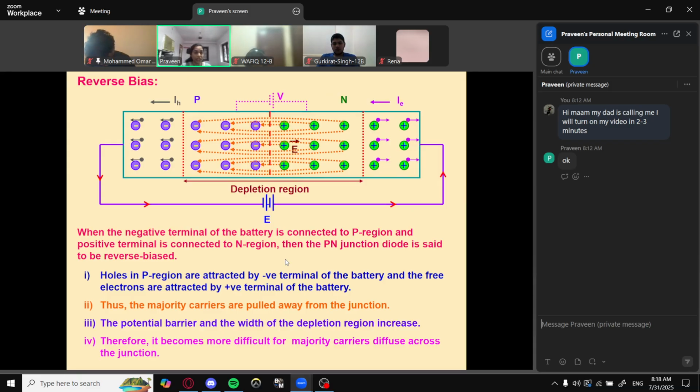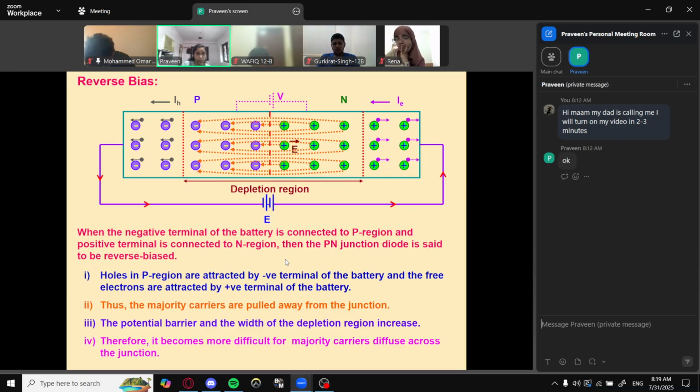We say the PN junction diode is not conducting, but still there would be a small minority charge current. That will be because minority charge carriers will be attracted by the potential barrier, as they are opposite in polarity, towards the depletion region. This minority charge current is almost constant for a particular temperature, and it will be of the order of microampere only.